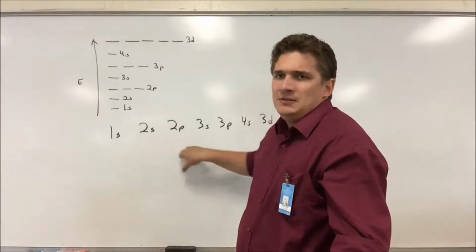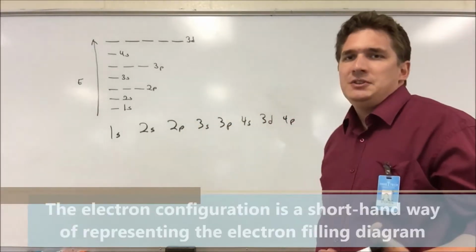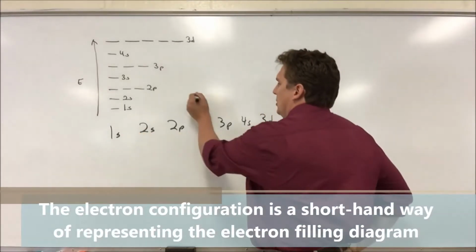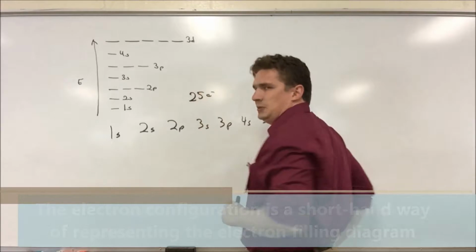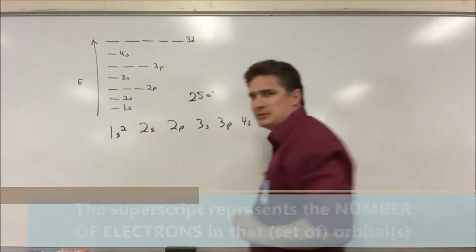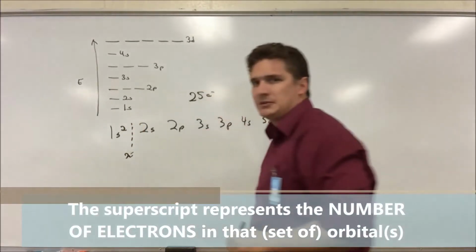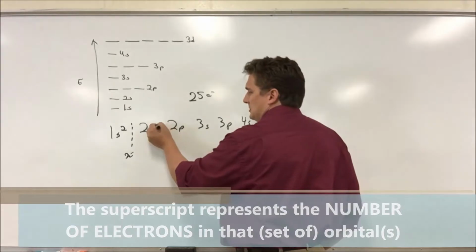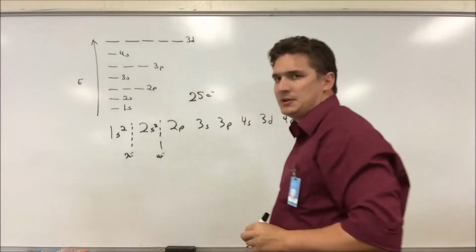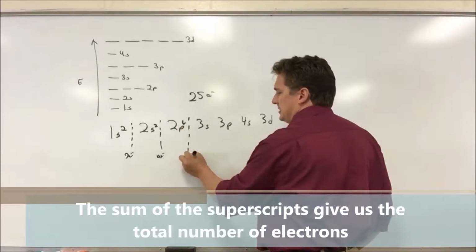So what the electron configuration does is gives us a way of writing this by shorthand. And to do this, we're going to describe the number of electrons in each orbital with a superscript. So we've got 25 electrons. The 1s orbital can hold up to 2 electrons. So at this point we have 2 electrons. The 2s orbital can hold up to 2. So we have the 2 here and the 2 here, now we're up to 4 electrons. The p can hold up to 6. This will give us 10 electrons.